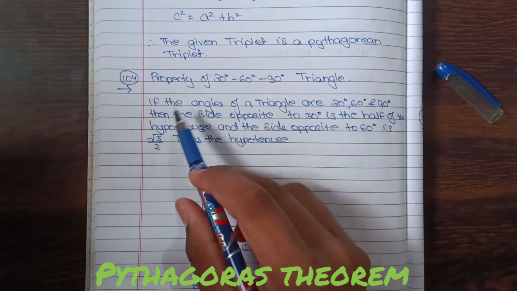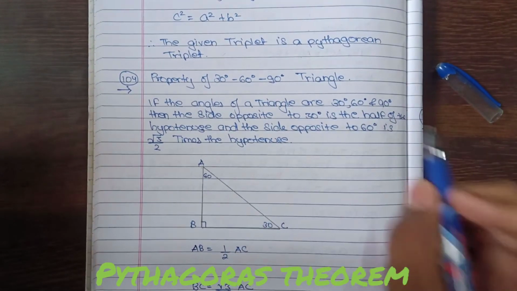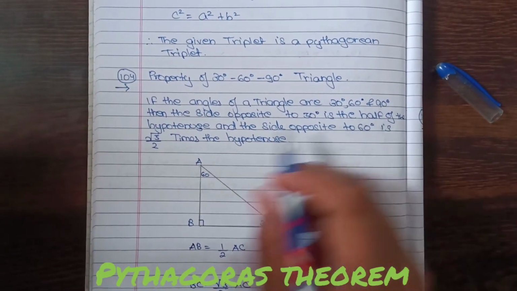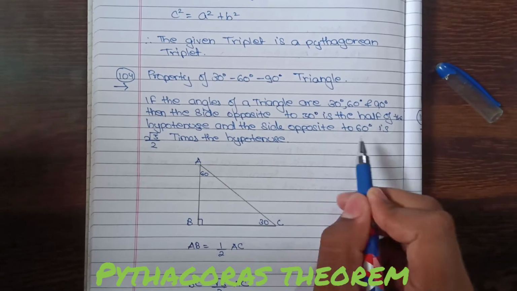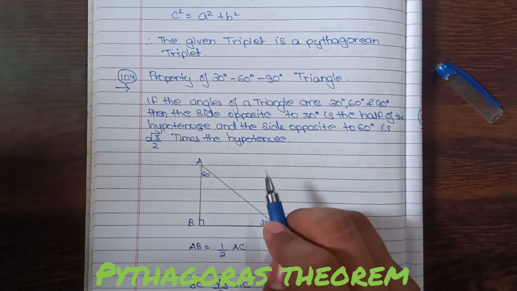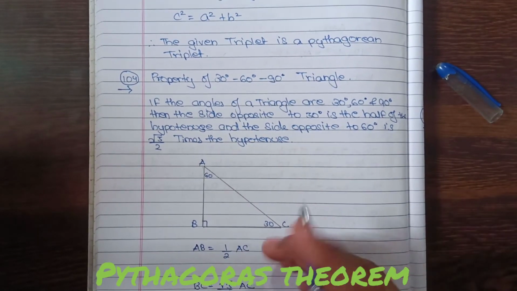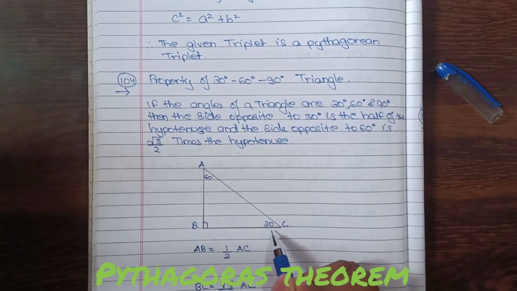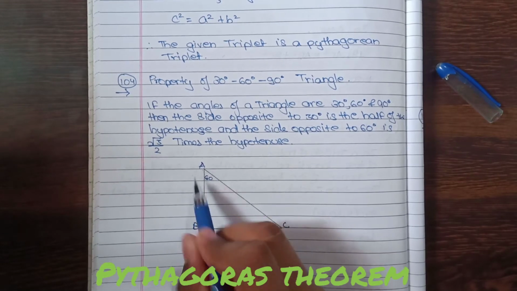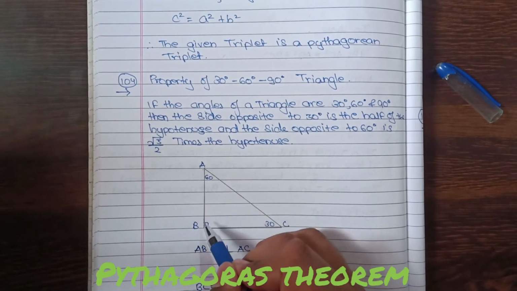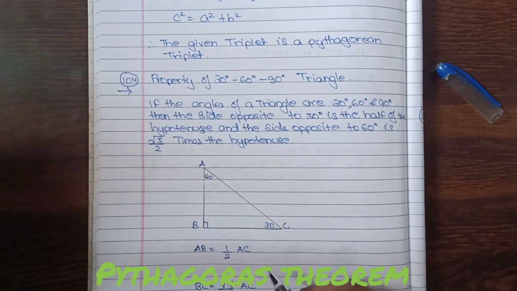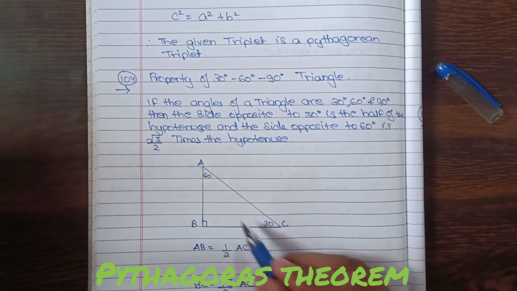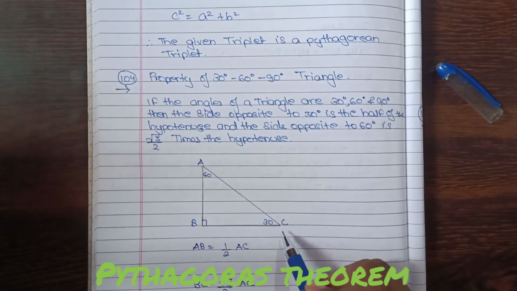The condition says that if the angles of a triangle are 30 degree, 60 degree and 90 degree respectively, then the side opposite to 30 degrees is half the hypotenuse, and the side opposite to 60 degrees is root 3 upon 2 times the hypotenuse. Which means that the side opposite to 30 degree means AB. See here it is 30 degree. Now the side opposite to 30 degree is AB. AB equals 1 upon 2 into hypotenuse. Hypotenuse is AC, therefore AB equals 1 upon 2 AC.